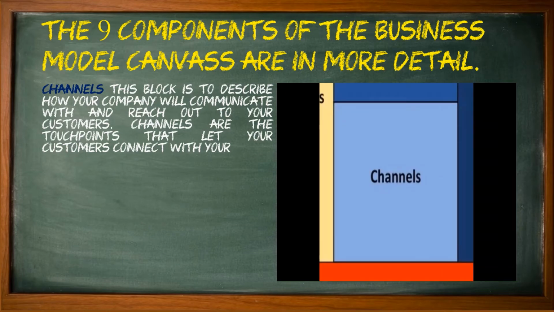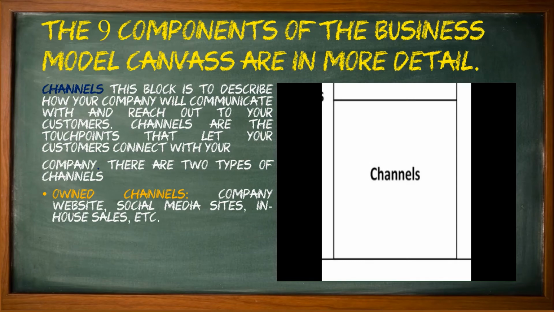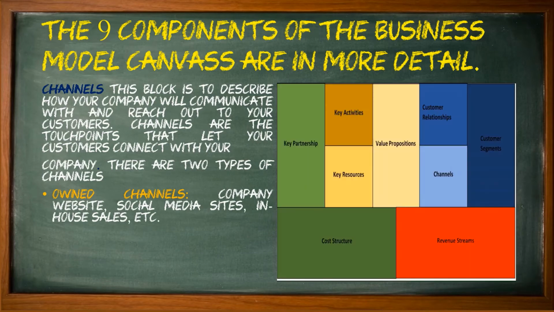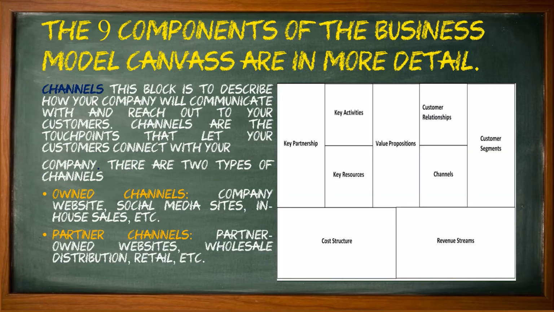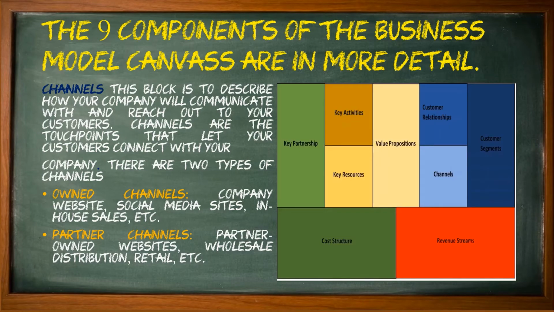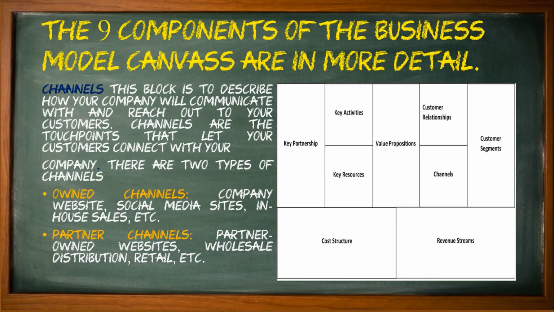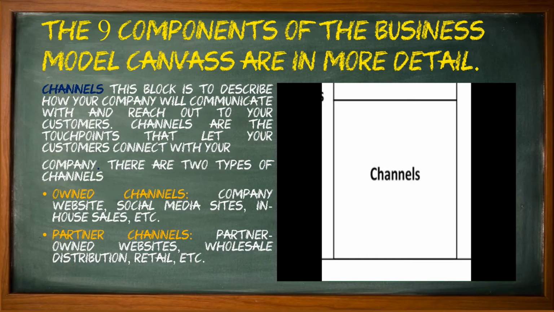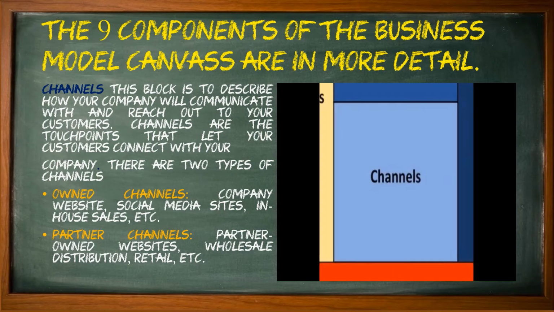There are 2 types of channels. Owned channels: company website, social media sites, in-house sales, etc. Partner channels: partner-owned websites, wholesale distribution, retail, etc. Channels are defined as the avenues through which your customer comes into contact with your business and becomes part of your sales cycle. This is generally covered under the marketing plan for your business.